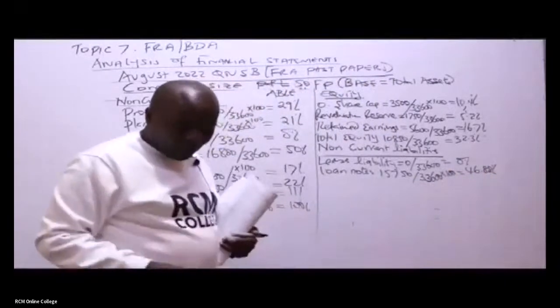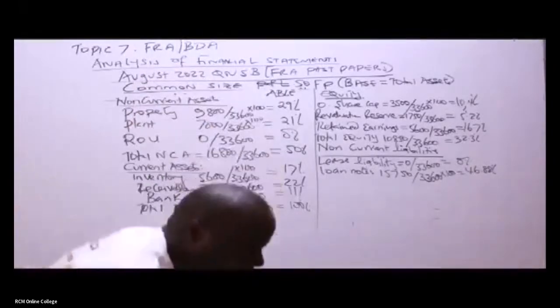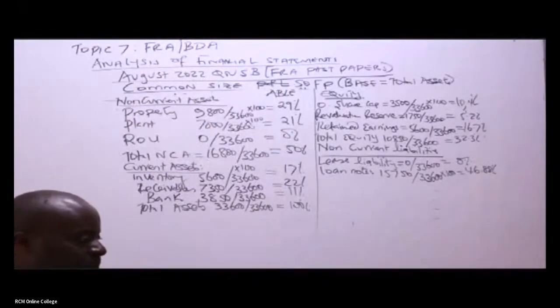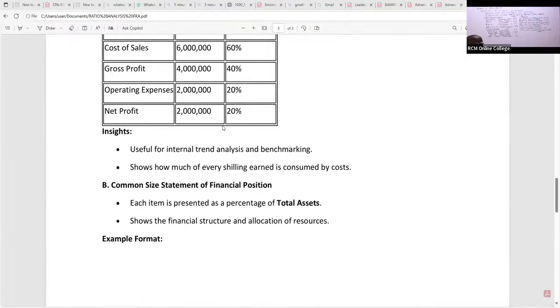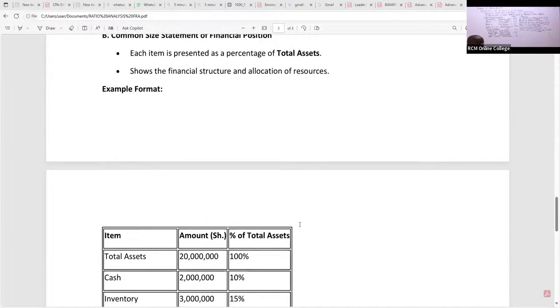So please remember, when we began, we introduced this topic and we were able to give the rules of the game. Every game has its own rules. If I just share back this handout, we said like this. We will give an example here. We said common size statement of financial position: each item is presented as a percentage of total assets. It shows the financial structure and allocation of resources.